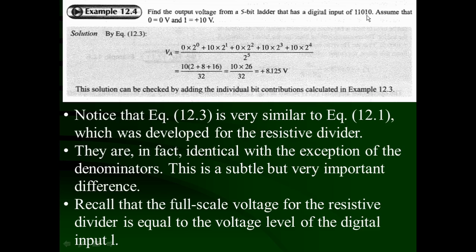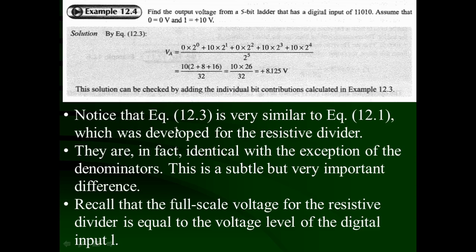These solutions can be checked by adding the individual bits' contributions, calculating as in the example. That means how much will each contribute? The first will contribute V/2, that means 10/2 is 5 volt. The second MSB will contribute V/4, that is 2.5 volt. The third MSB is 0, so it does not contribute anything. The fourth MSB will contribute V/16, and if we add these, we find it is the same as what we got from this formula, that is equal to plus 8.125 volt.